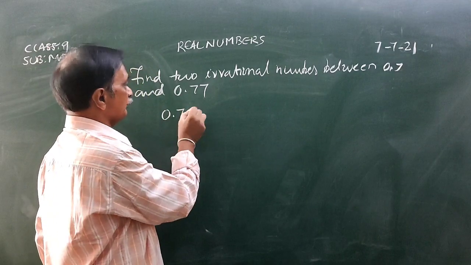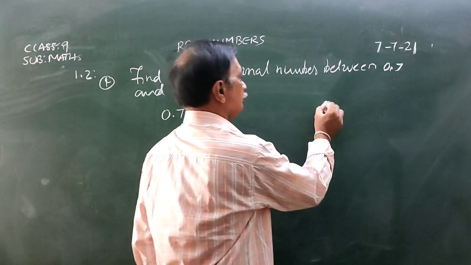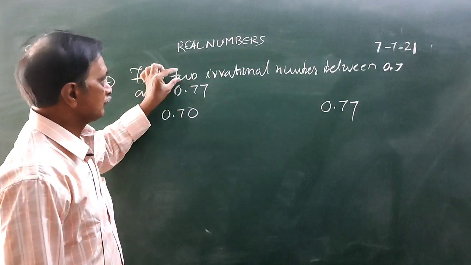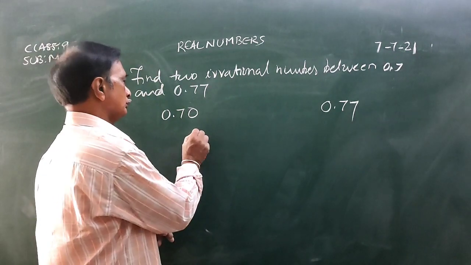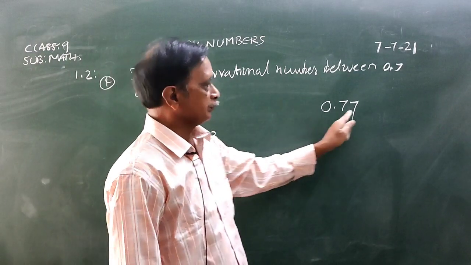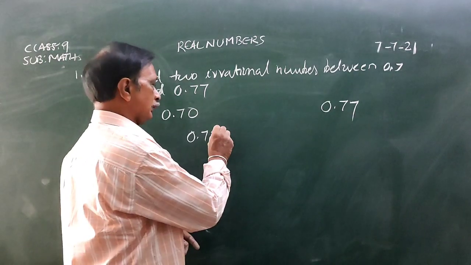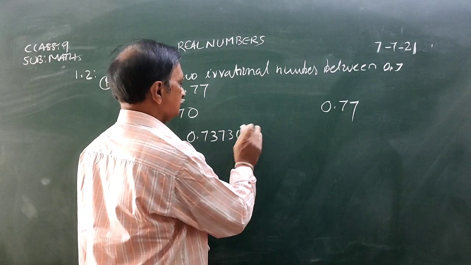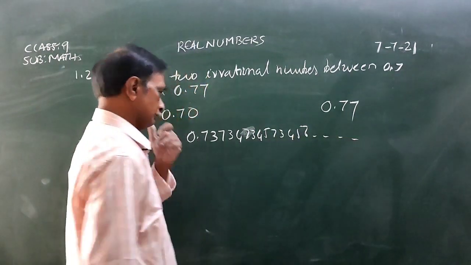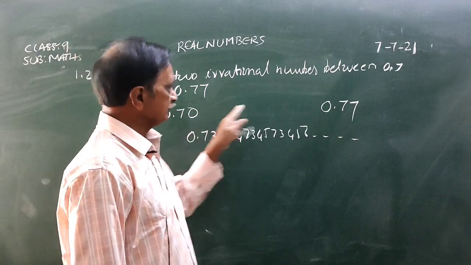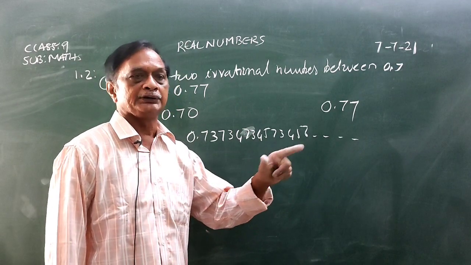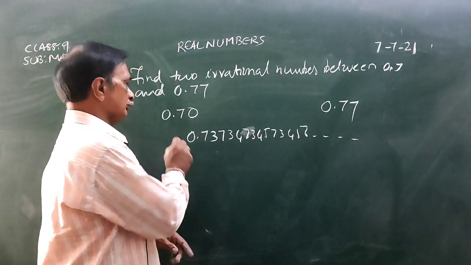So 0.7 means 0.70, and 0.77. Between 0.70 and 0.77 you are required to find two irrational numbers. So we can take 0.73, which lies between 0.70 and 0.77, and this can be written as 0.734, 0.7345, 0.73456 and so on, which lies between 0.7 and 0.77 and which is a non-terminating, non-repeating decimal called an irrational number.